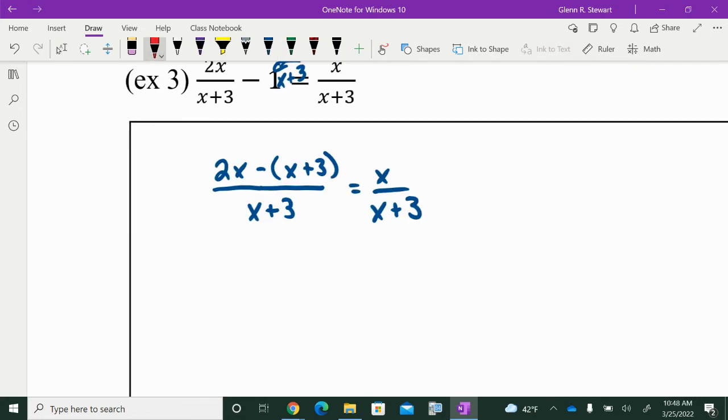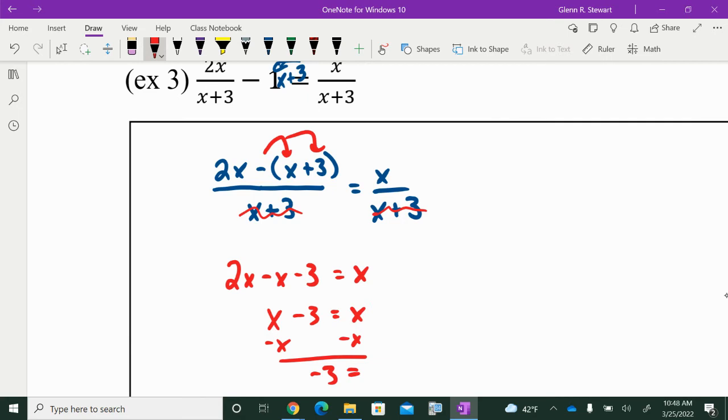As I said before, if they both have the same denominator set equal to each other, we can cancel those out. I'll be left with 2x minus x minus 3, because they do have to distribute, is equal to x. So x minus 3 is equal to x. Whoa, look at this. I subtract x from both sides. I get negative 3 is equal to 0, which won't work. So this is going to be no solution.